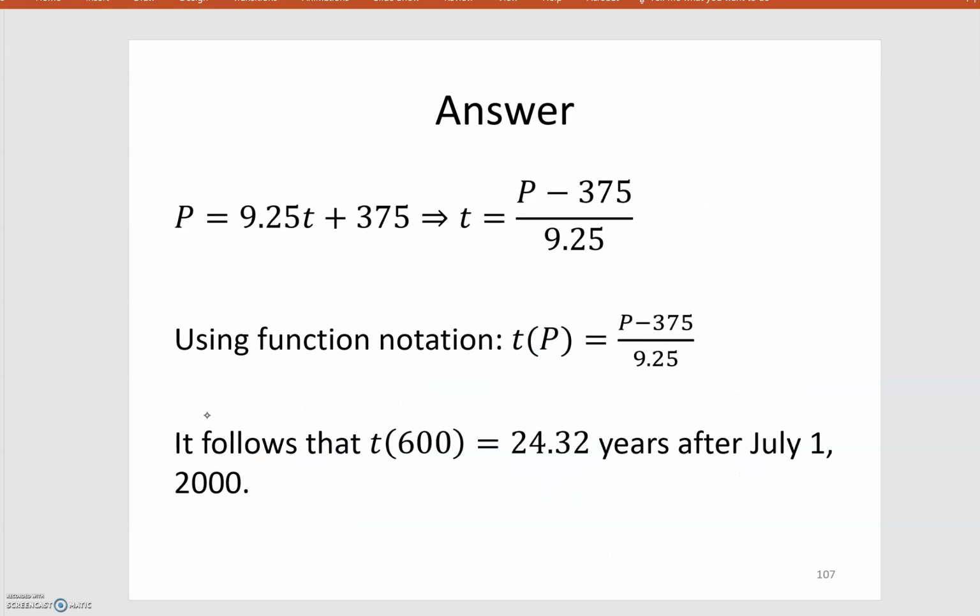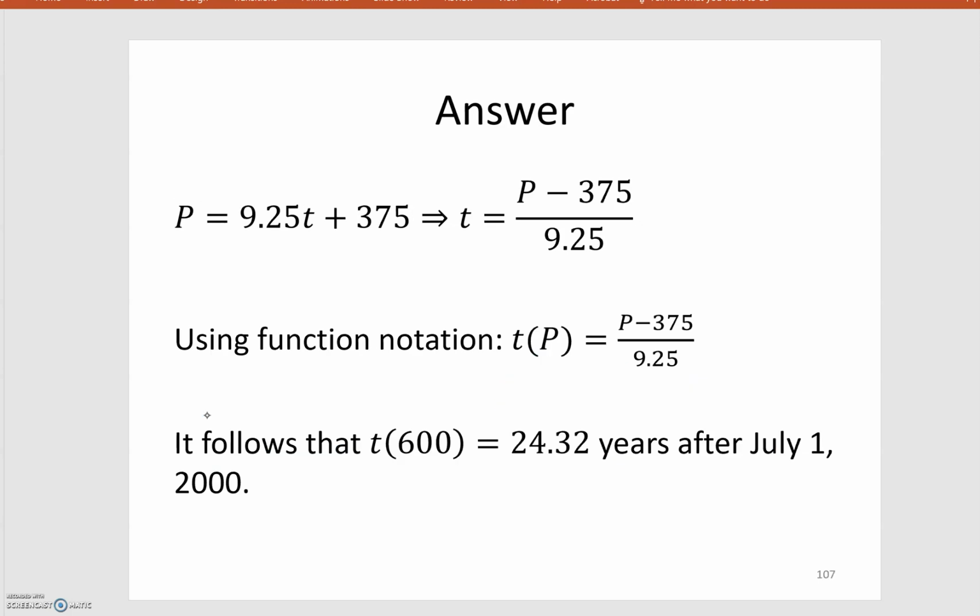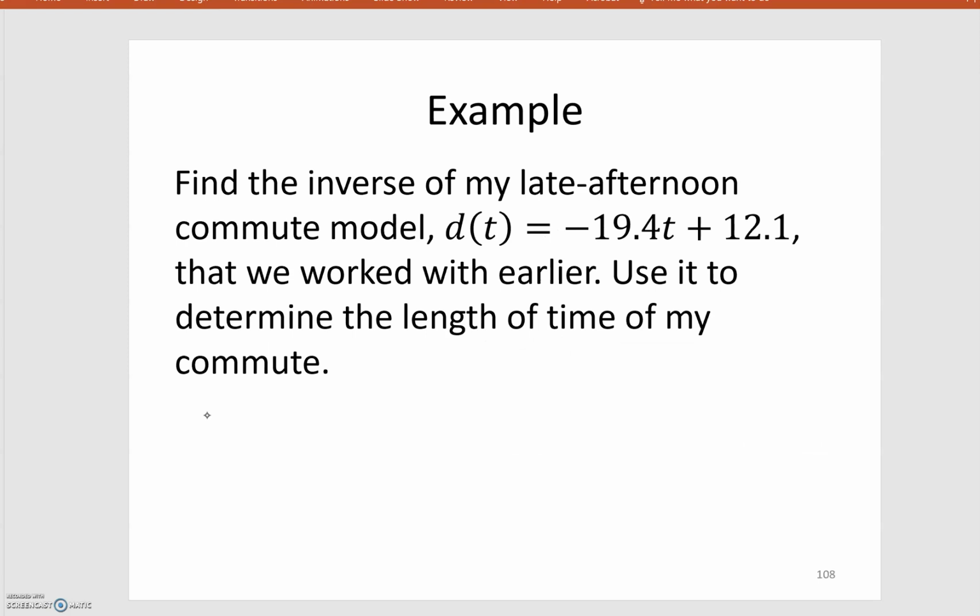Although we already have found this answer. I mean, don't forget, we actually did this already. We did calc intersect and we found it. But now if you plug this in, you'll see that you still get 24.32, doing it the algebraic way rather than the calc intersect way. All right, so that's a little bit about function inverses.